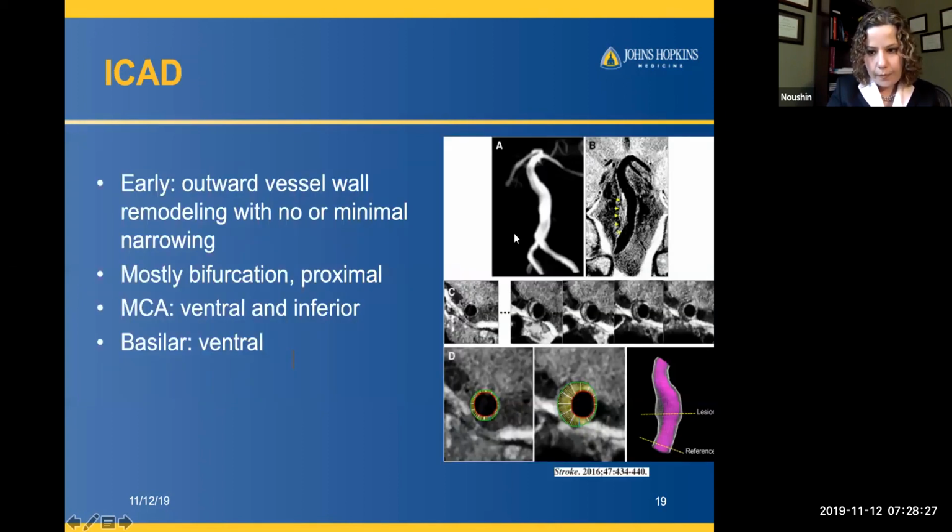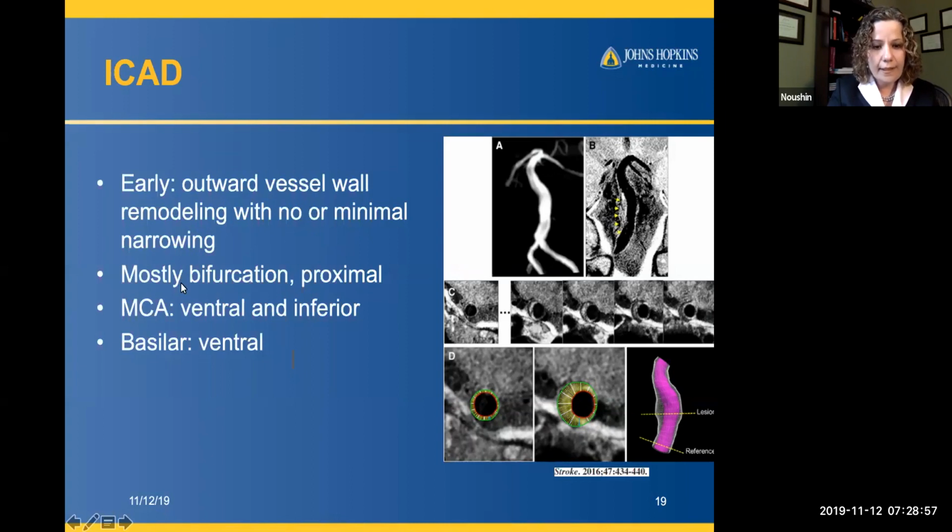Similar to carotid atherosclerosis, in early phases of intracranial atherosclerotic disease, you have outward vessel wall remodeling. So you may see no or minimal narrowing of the vessel on MRA or CTA. This is an example of a patient with MRA showing essentially no narrowing, but the black blood vessel wall imaging shows a large eccentric plaque involving the basilar artery. These are the axial images through the basilar artery.